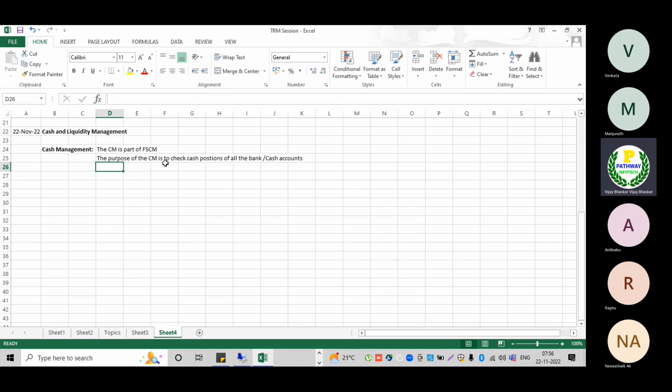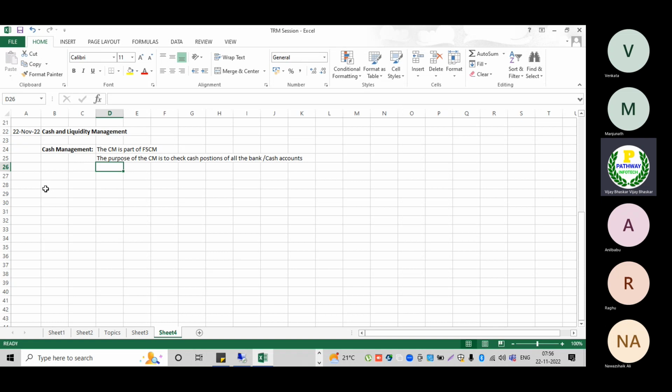Now if we execute the transaction code FF7A N or FF7B, two options will appear, whether we would like to see the cash position or the liquidity position. If you want to view only the cash position, the purpose of cash management is to view how much money is available in our cash or bank accounts. That is the purpose cash management is given.